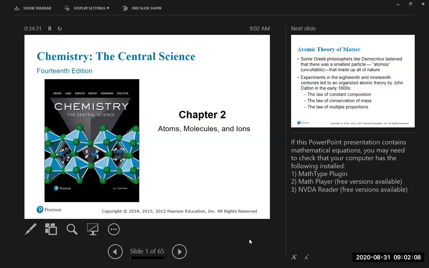So in chapter 2, we're going to start talking about atoms, molecules, and ions. The first part of the chapter is kind of like a chemistry history lesson. The main idea through going through this part is to give you a feel for when some of this stuff was developed and a little bit of the process that people went through.